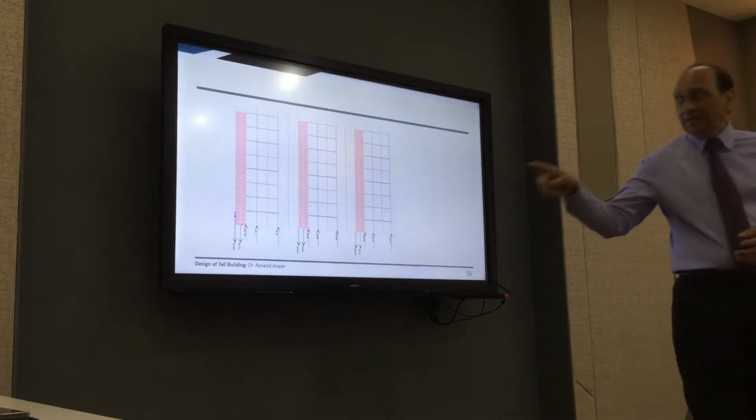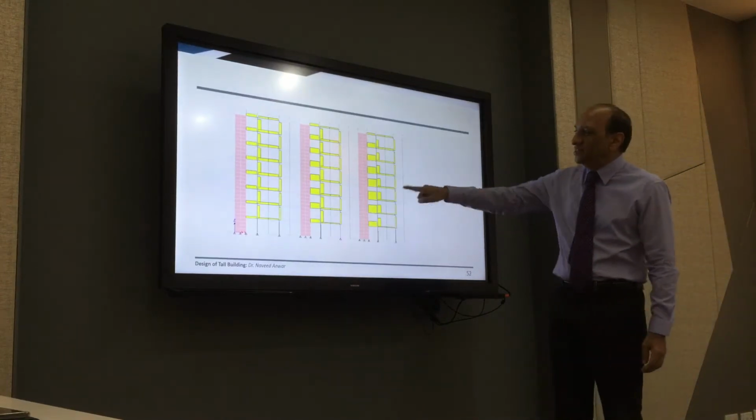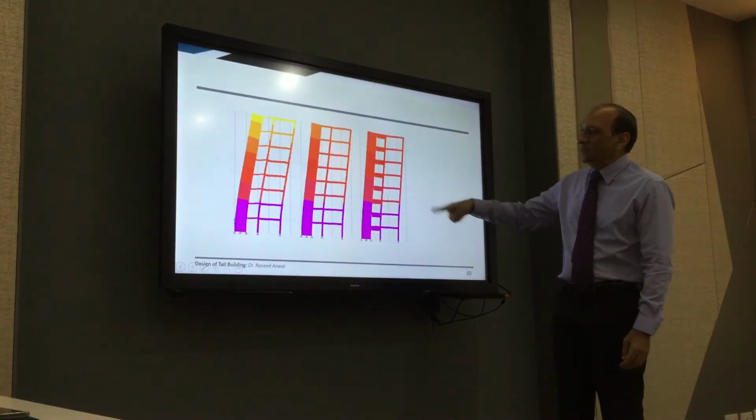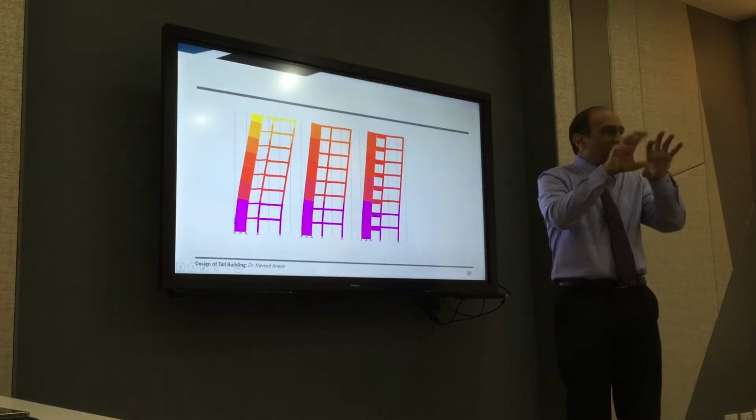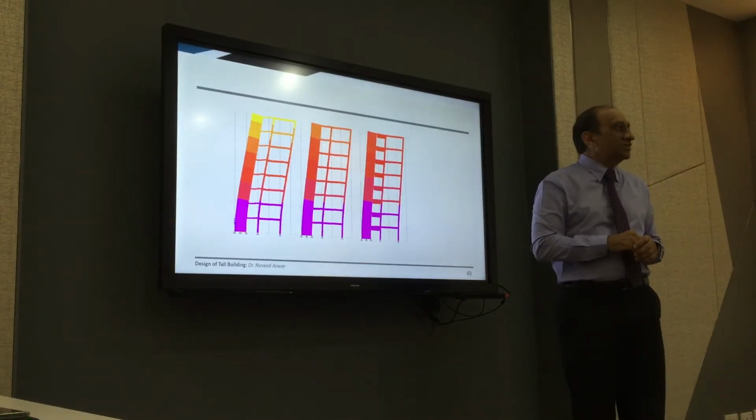Try changing things. These diagrams that I showed you are easy for you to do. In ETABS, in other programs, just change something, see what happens. Understand why it happened.